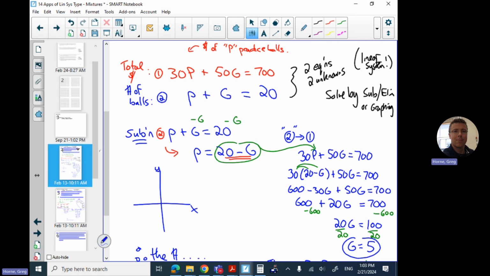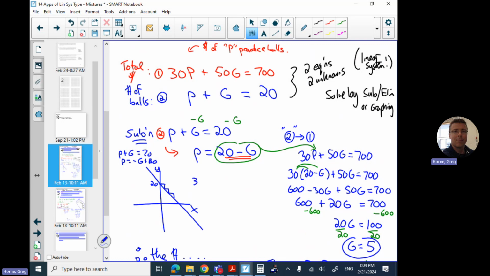So for the graphing version of things, just realize the idea of it. You have P equals, this one is easy to do. Take away G from both sides, so P equals negative G plus 20. You have a y-intercept of 20 and a slope of negative 1. So if the intercept is at 20, you go over 1, down 1. Graph that line there.